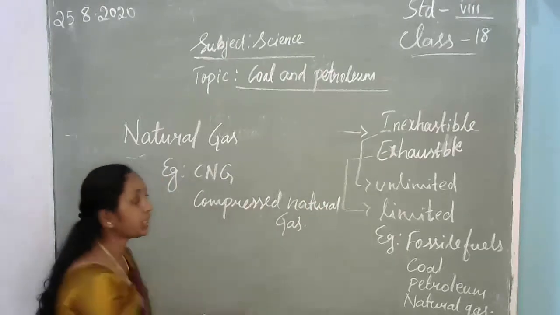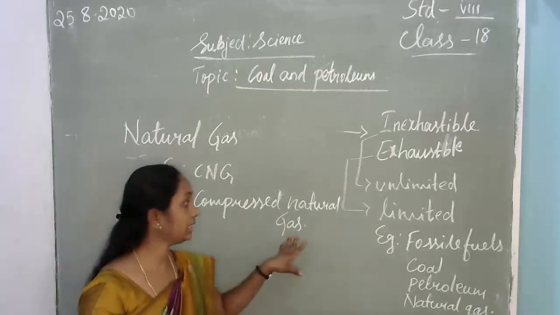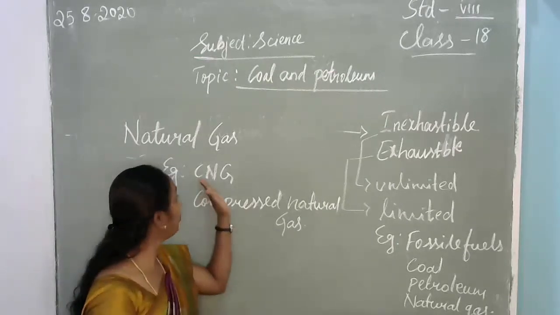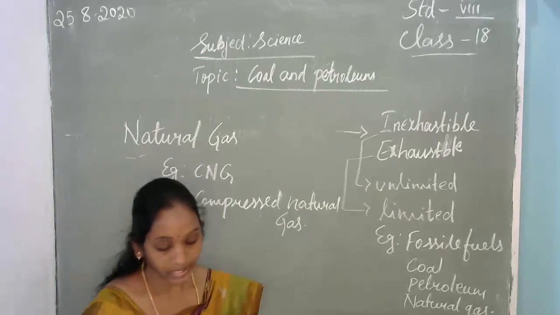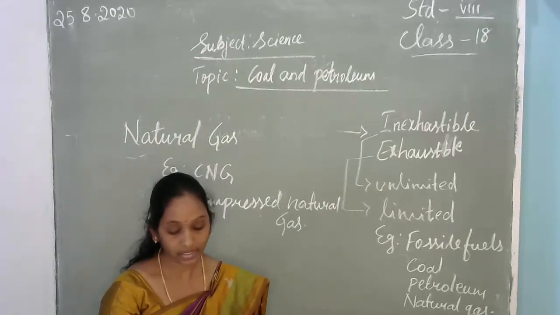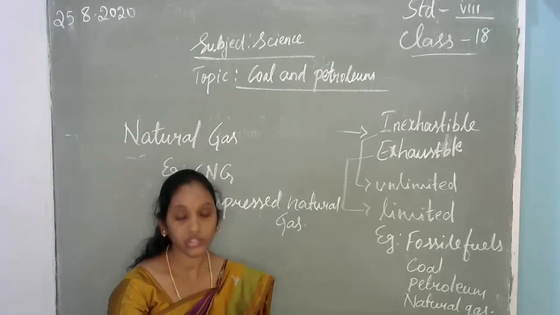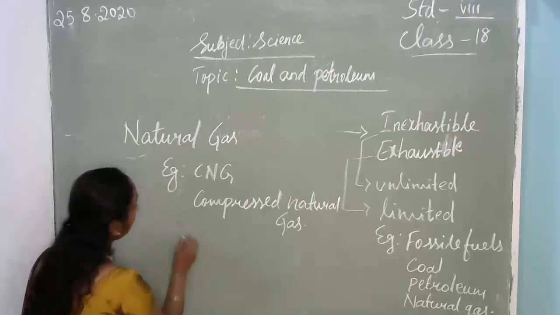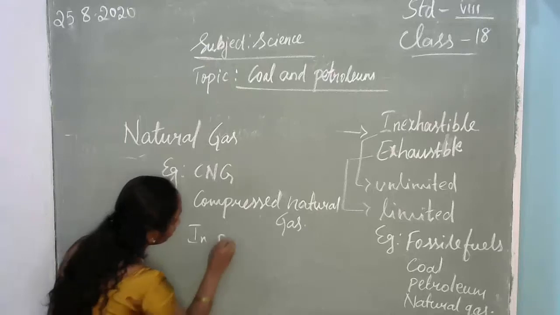So a high quantity of the gas we can compress in a container, that is the compressed natural gas. Natural gas is stored under high pressure as compressed natural gas. CNG is used for power generation. So where is it being used? In power generation.